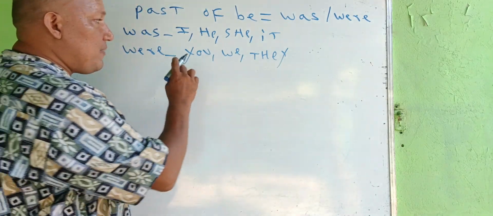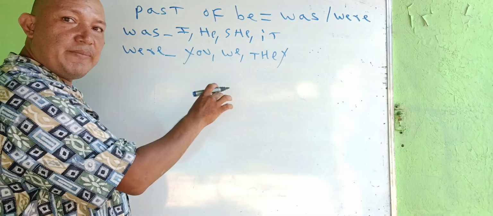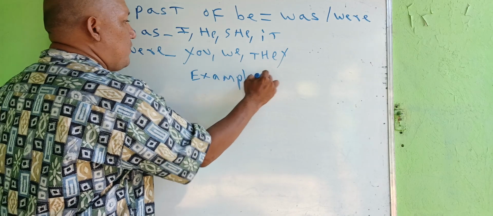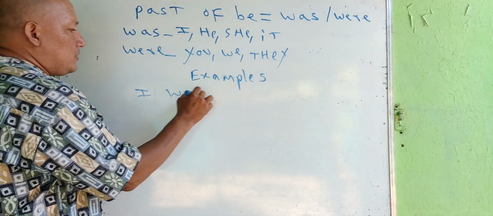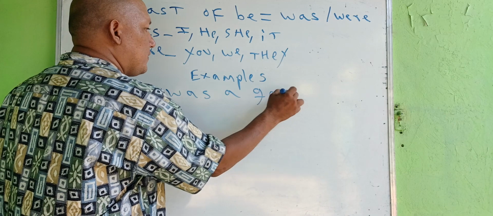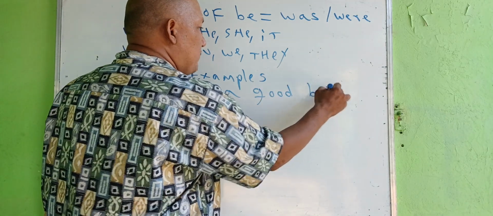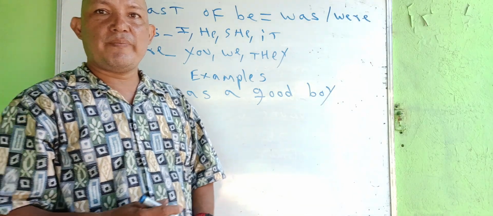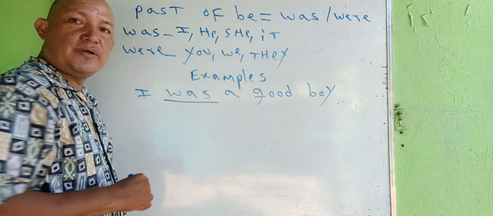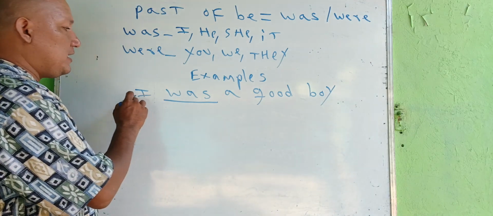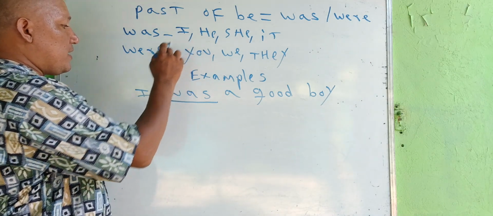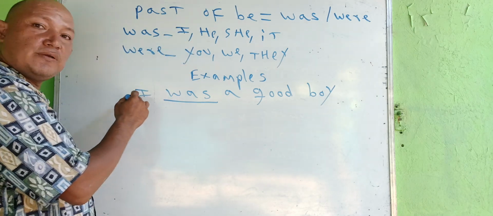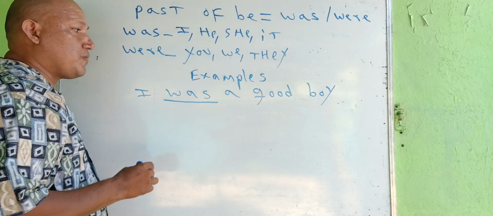Now let me explain here an affirmative statement in simple past tense. For example, I was a good boy. I'm talking about something in the simple past tense. Why did I use was here? Because I'm using I. According to the rule, if you use was with this person, and I'm using I here, for that, I use was in simple past tense.